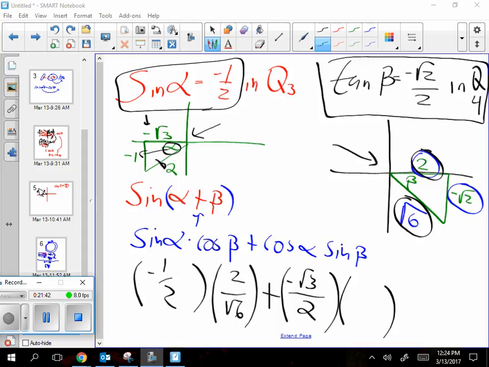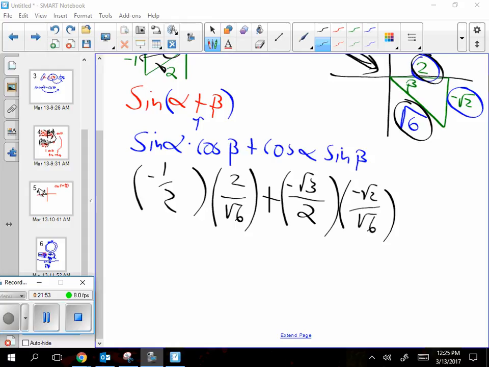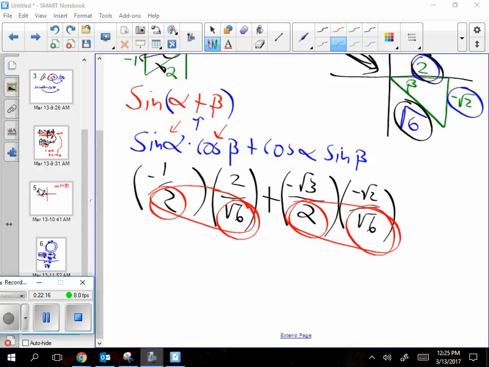And then the last one is sine of beta, which is in this triangle, and sine is opposite, negative root 2 over hypotenuse, root 6. Now, one of the things that's kind of cool on these is you always end up with a common denominator automatically. See how that's 2 root 6 and that's 2 root 6? And that has to do with the fact that sine and cosine both have hypotenuses on the bottom. And therefore, if you always multiply the two hypotenuses from your two triangles, you'll always have a common denominator.